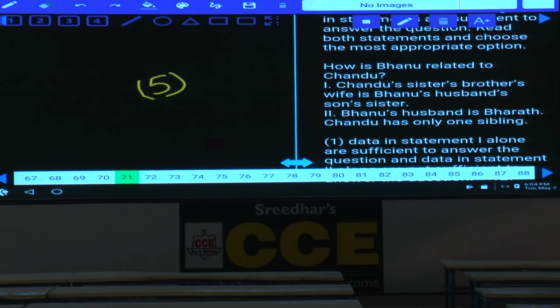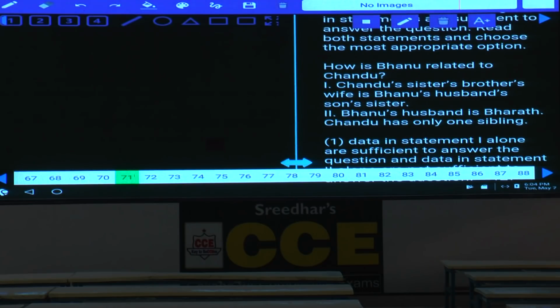Why 1 is not sufficient? Because we have 2 different possibilities. What are those 2 possibilities? Either that person could be Chandu's brother or Chandu. Here it is clearly specified Chandu has only one sibling, none other than Chandu's sister. That means Chandu's brother is not there. Done? Hence by combining these 2, now we got the answer, choice 5.